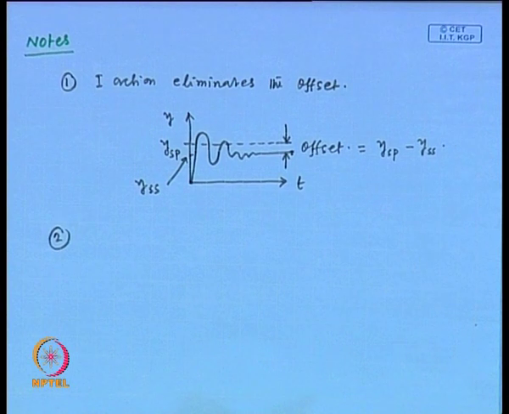Now, due to the addition of integral action, the overall response becomes more sluggish. This is the second conclusion. Due to the addition of integral action, the overall response becomes more sluggish due to the increase of order by 1.